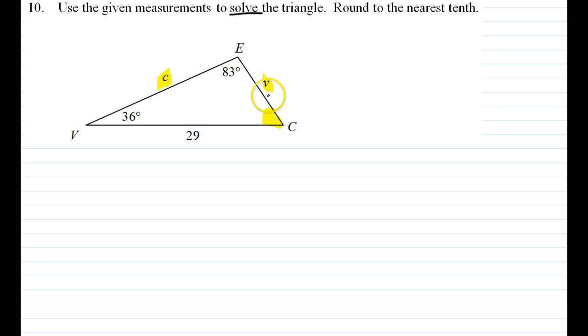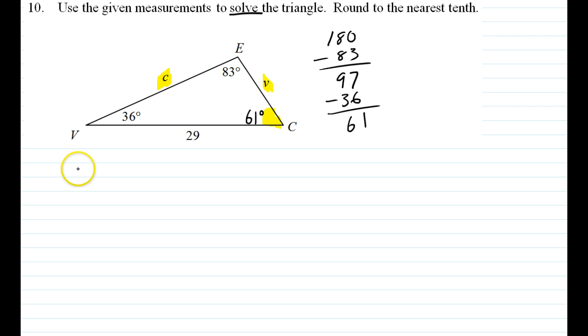And since it's a triangle, they all have to add up to 180. So if you do 180 minus 83, that should give you 97. And then minus the 36, and that should give you 61. So we know that the measure of angle C is 61 degrees. So now we're going to use our law of sines to figure out the other missing sides.